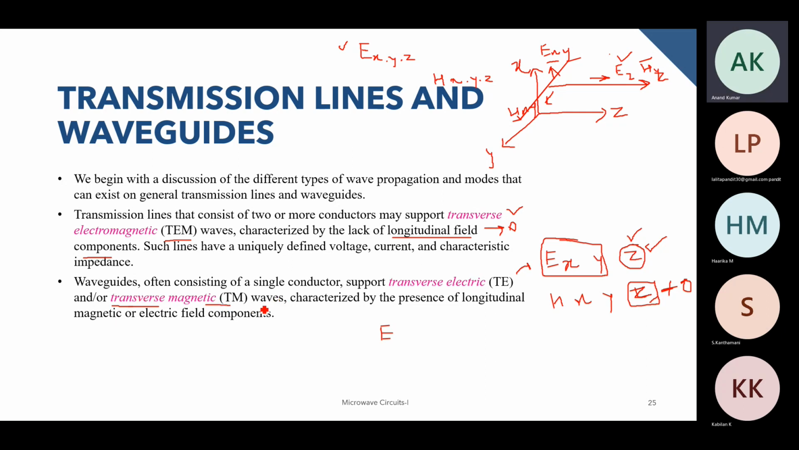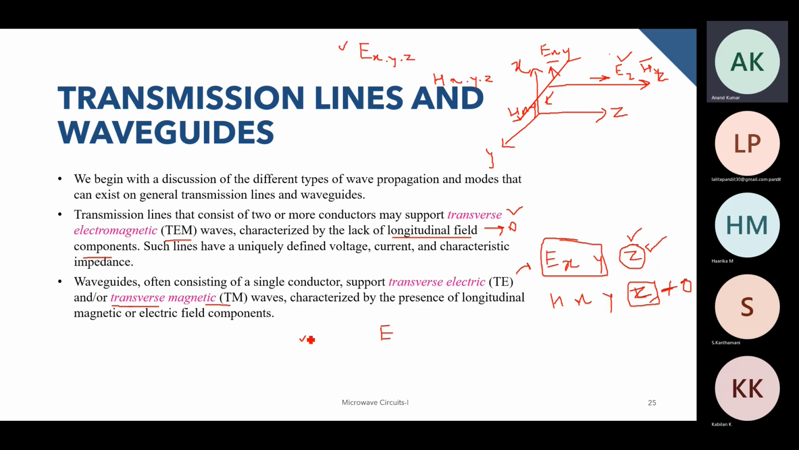So the longitudinal component will be zero. So Hz will be zero and Ez will not be zero. And in that case, it will be a transverse magnetic case. And if both of them become zero, then it will go back to the TEM case. So I hope this was okay.